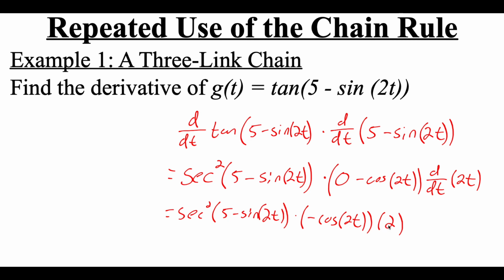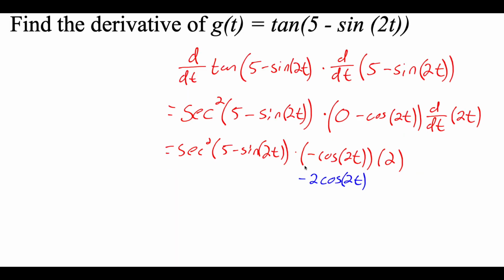Now, to clean this up, I'm going to take this 2 times this negative cosine of 2t to make it negative 2 cosine of 2t. But then what I'm actually going to do with that is bump that all the way to the front of my function. So this is going to be negative 2 cosine of 2t times that secant squared of 5 minus the sine of 2t.